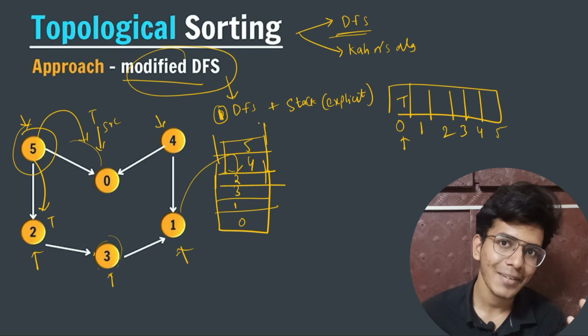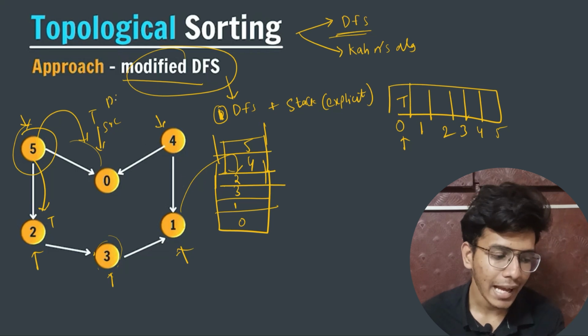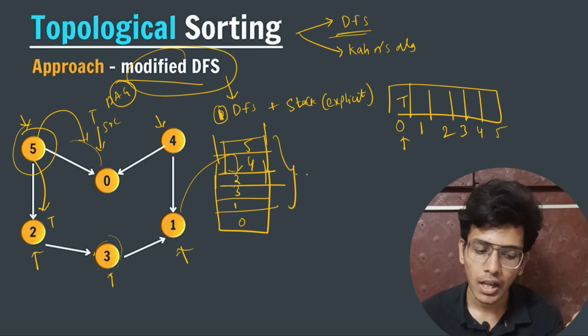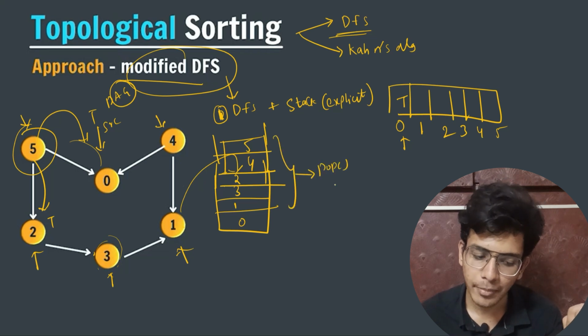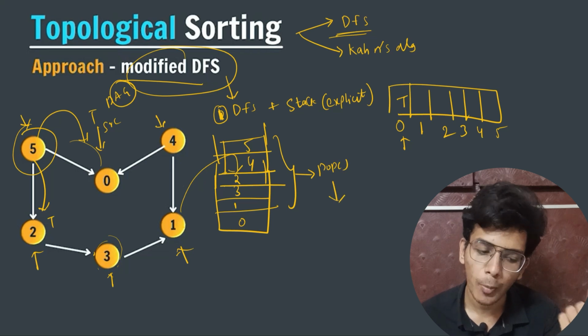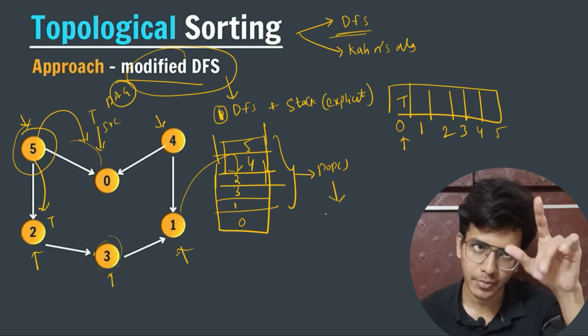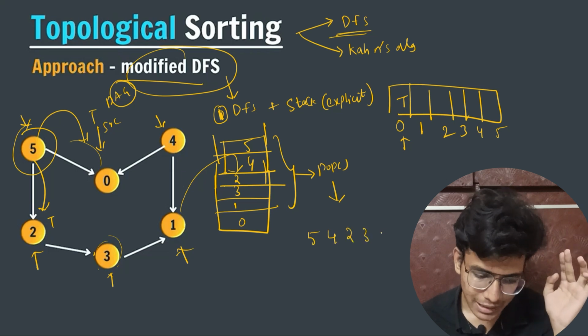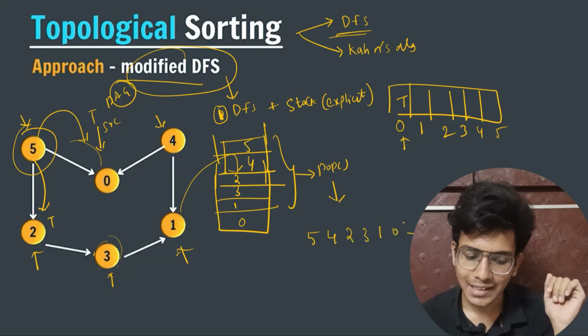Now all the elements in my DAG are visited. If all the elements are visited, then I will start the pop operation on my stack. So if I perform the pop operation, if I remove the top elements in my stack, then my output will be 5, 4, 2, 3, 1, 0. And this will become my topological sort.